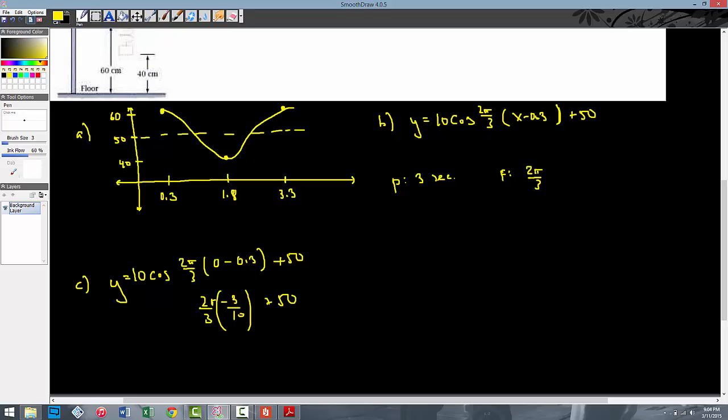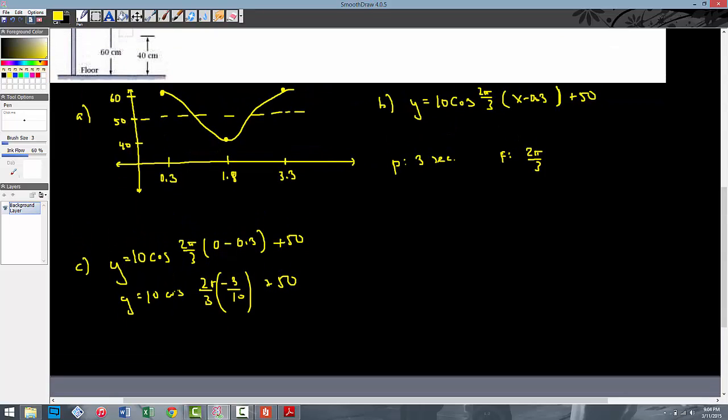And I'm going to say plus 50. And I've got this 10 cosine here. Y equals 10 cosine 2 pi over 3 times negative 3 over 10 plus 50. And now I'm just going to go ahead and simplify everything. Goodbye to the 3's. I can kill off the 2 with the 10 and end up with a 5 on bottom.